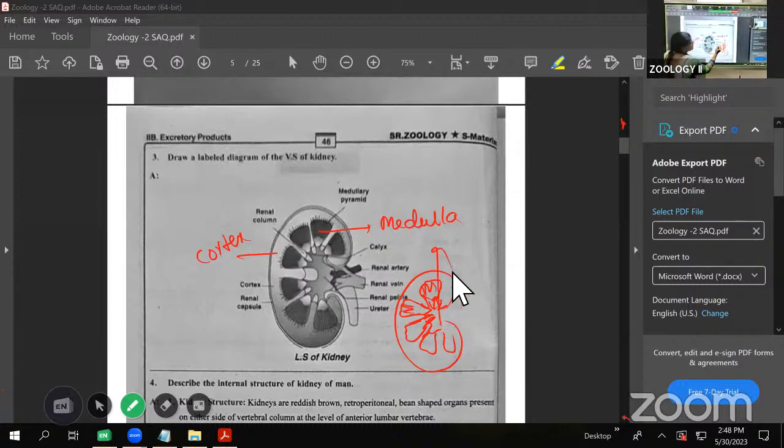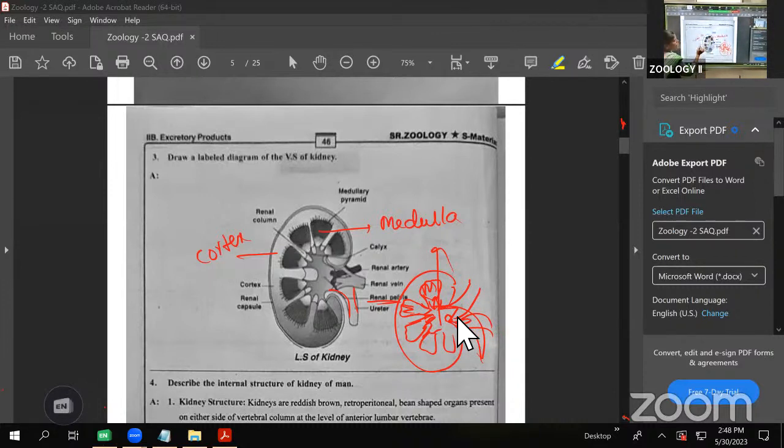The calyx opens into the renal pelvis. See this one, here is the renal pelvis. The renal pelvis opens into the ureter. Here is the ureter, and the renal artery enters inside and the renal vein comes out from the kidney. This is the labeling.